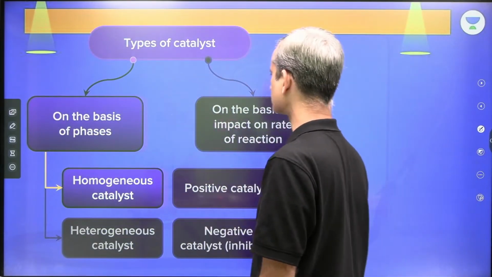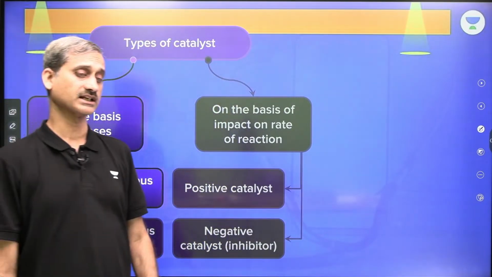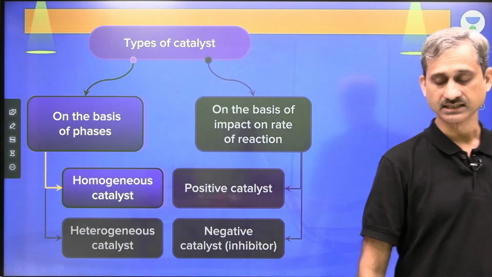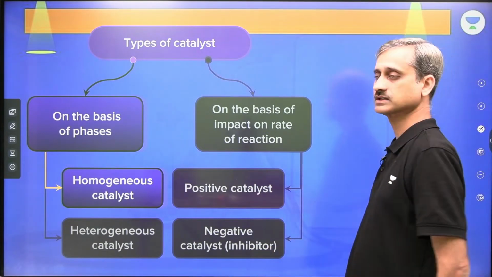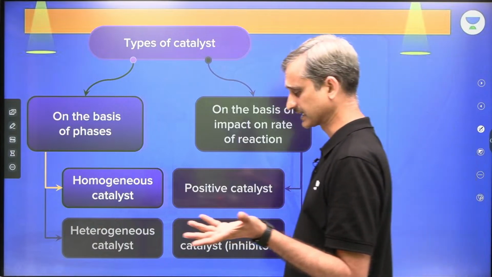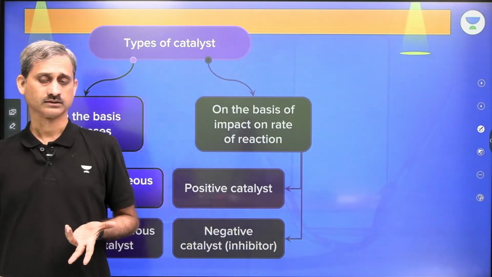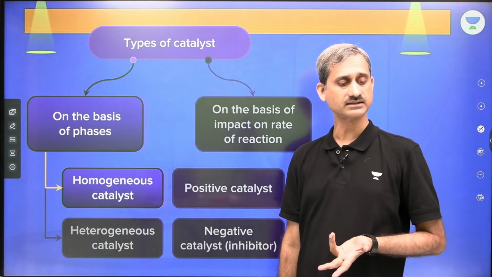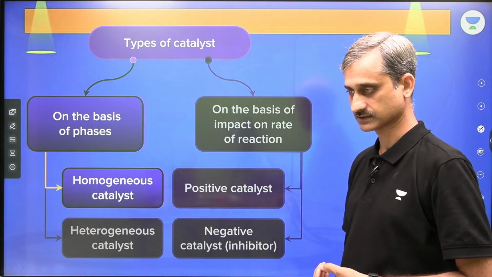We can talk about the catalysts on the basis of phases. We can have homogeneous catalysts, which are the catalysts in the same phase as the reactant and the product. And then we could have the heterogeneous catalysts, which have a different phase. That is, maybe the reactant and products are in the gaseous phase while the catalyst is in the solid phase, or the reactant and product are in a solution and the catalyst again is in a solid phase.